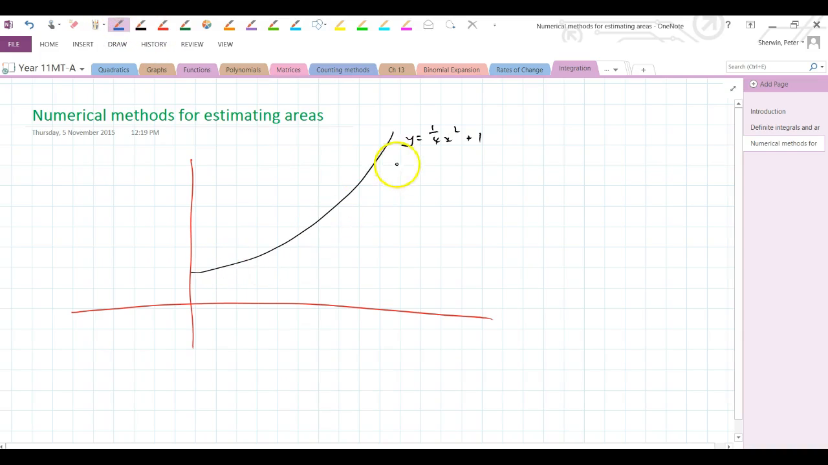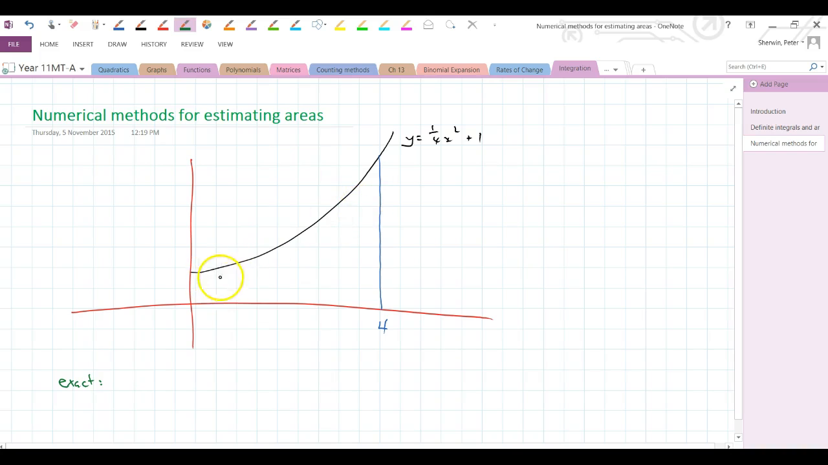So for some functions that we don't have an integration technique for, we're going to need to estimate areas. Let's say I'm going to use a quarter x squared plus 1, one that we can integrate, because I want to compare the exact answer with the estimates. I'm looking for this area. I want to find the exact area and see how good our estimates are. So let's go and find the exact area. I'll do this quite quickly.